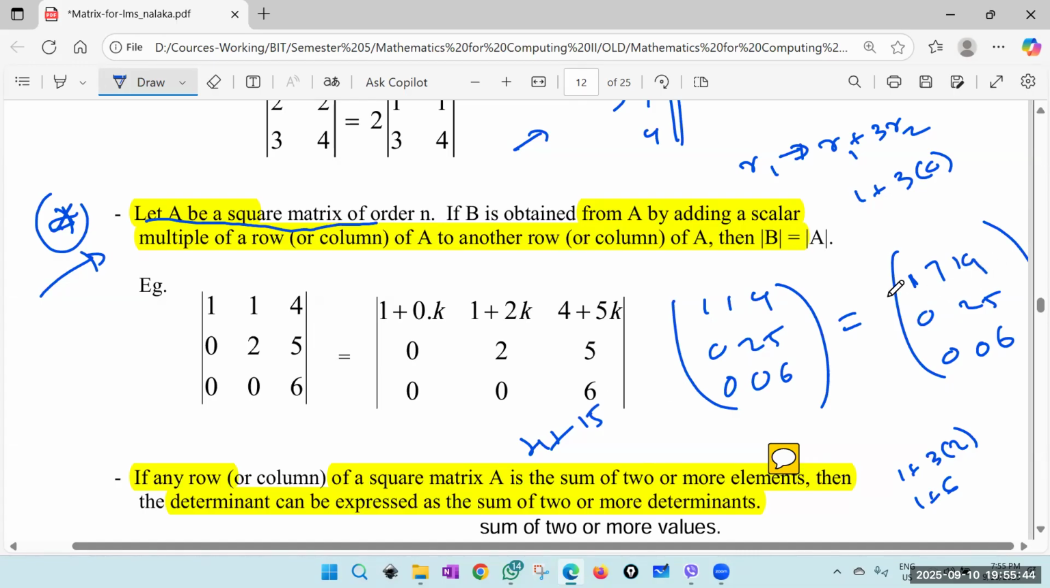And if you check the determinant of this one and the determinant of this one, you will find that the determinant is the same. You just do it as an exercise. Calculate the determinant of this one, taking any row or any column. Calculate the determinant of this one, taking any row or column. You will find that it is the same. Of course, these are two different matrices, because we did some operation. But the determinant will be the same. So just do it as an exercise.